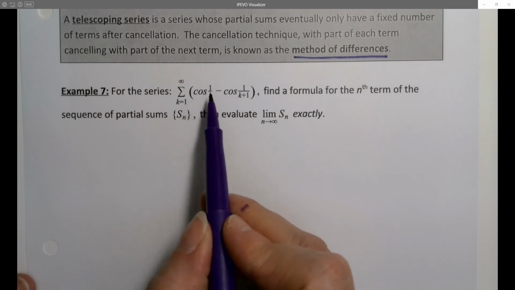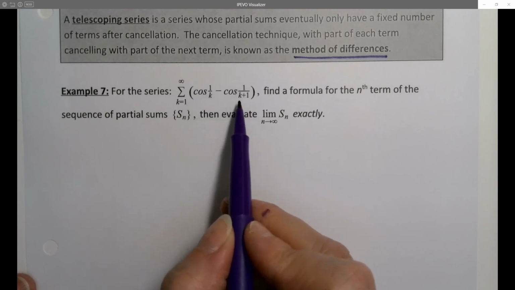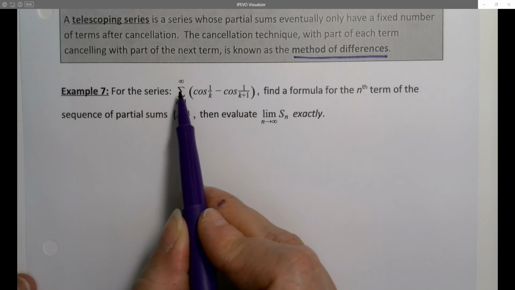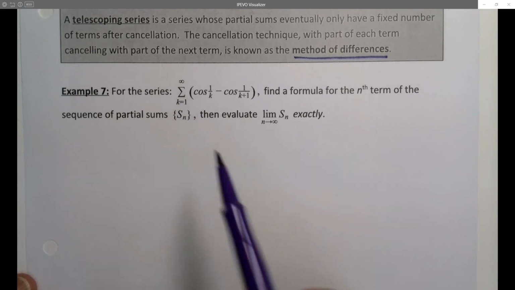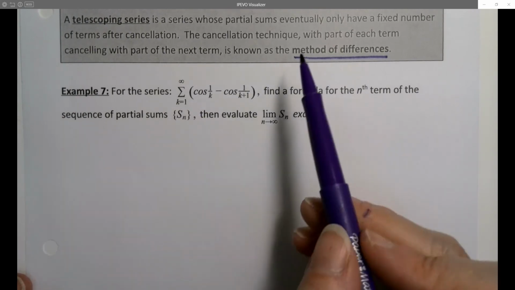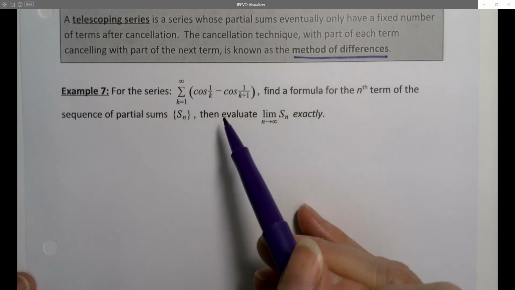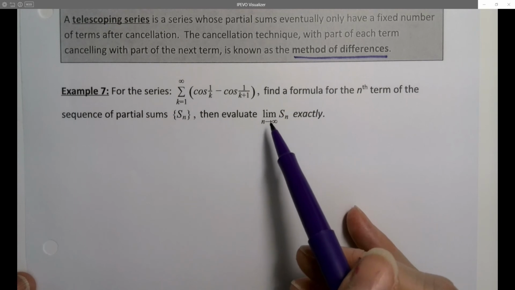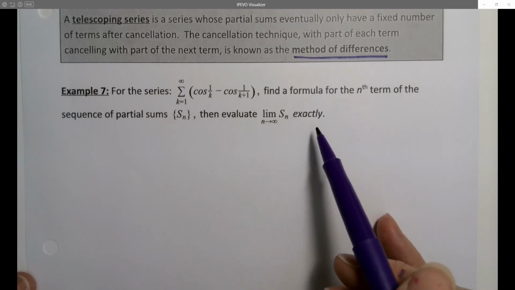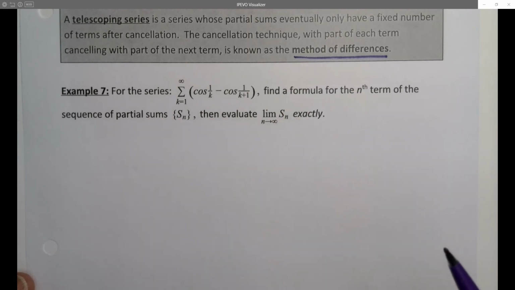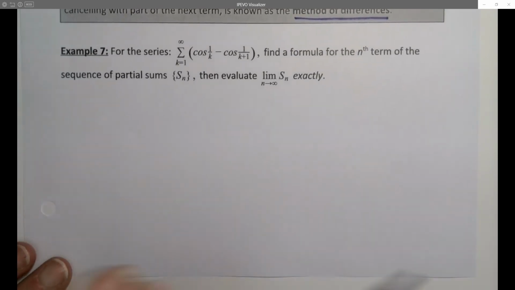So I have the cosine of 1 over k minus the cosine of 1 over k plus 1. There's the sequence. And then I'm going to add it from 1 to infinity, which turns it into an infinite series. So I'm going to find a formula for the nth term of the sequence of partial sums, s sub n, and then I'm going to evaluate the limit as n goes to infinity of s sub n exactly. Okay, so let me show you how this works.